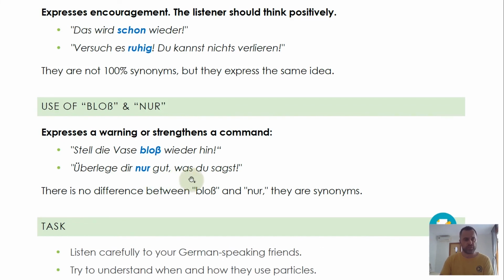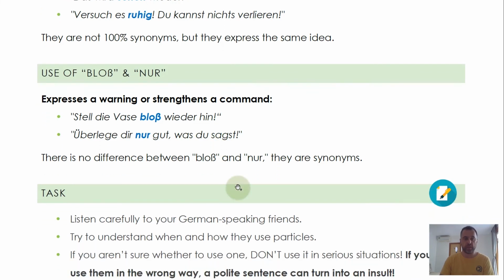Überlege dir nur gut, was du sagst. Really think well what you're gonna say. So think twice what you're gonna say here in English. We just want to highlight again that there will be consequences. Here we strengthen the command. They don't have a proper meaning here. They just show a warning and they strengthen the command.